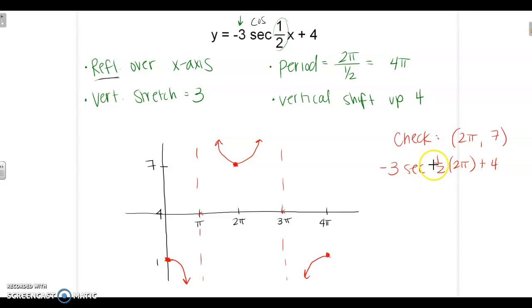So first we need to do half of 2 pi, which is pi. So we want the secant of pi. Well, pi has the terminal point, I'm going to write it over here, (-1, 0). So your cosine is -1. The reciprocal of -1 is still -1. So the secant of pi is still -1. So we have -3 times -1 plus 4. -3 times -1 is 3, plus 4 is 7. It checks out.